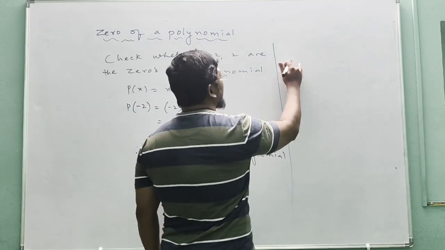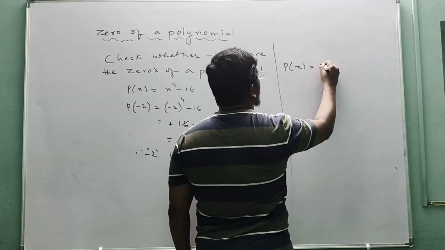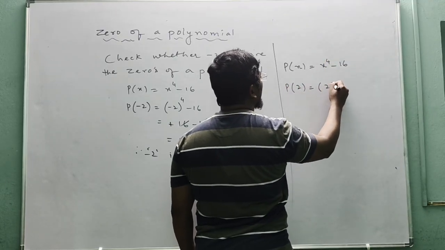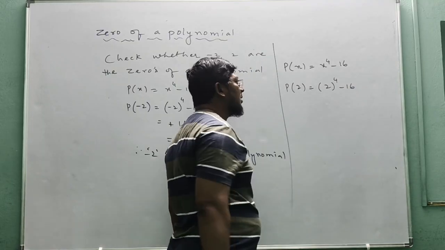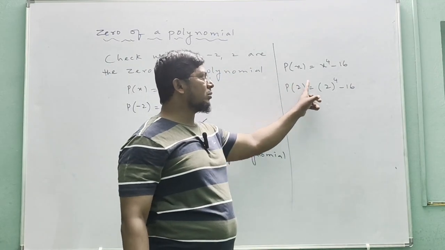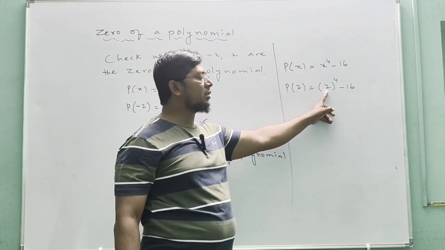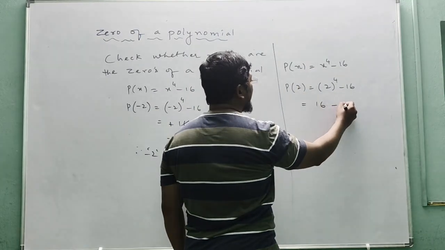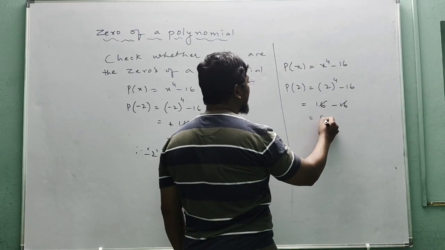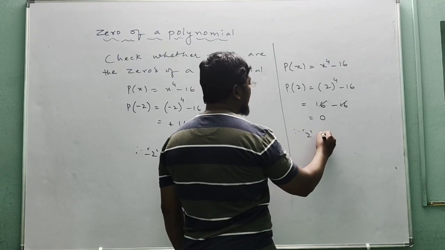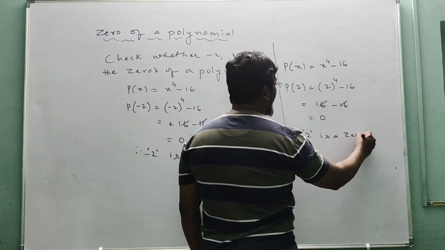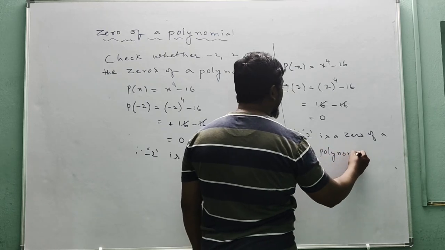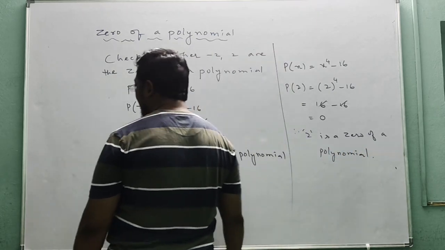So what is the second one? p of x is equal to x power 4 minus 16. We have to substitute 2 here: 2 power 4 minus 16. In place of x, we are writing 2. So 2 power 4, 2 multiplied 4 times. What do we get? 16 minus 16. Both are cancelled. What is the answer? 0. Therefore, plus 2 is a zero of the polynomial. This is our second question.